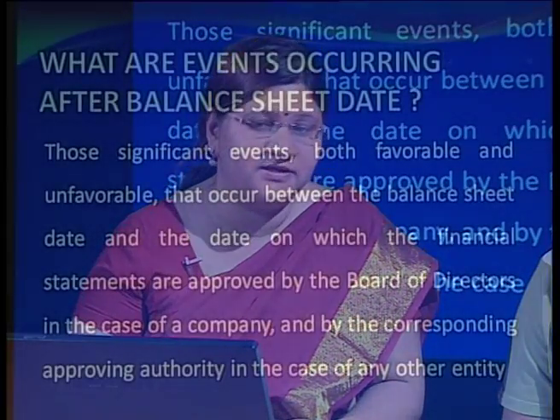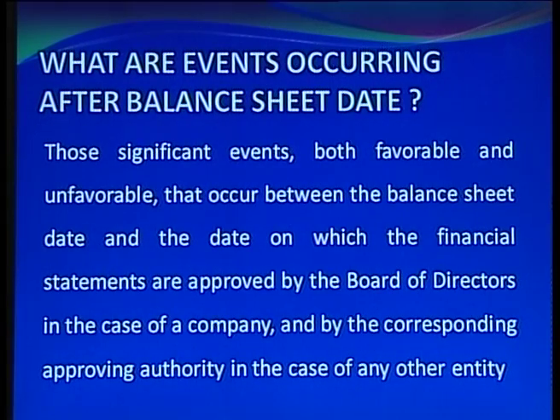Now, what are the events which occur after balance sheet date? This definition has been given under accounting standard 4. So, first of all, we will analyze this definition and try to find out what it means by events occurring after balance sheet date. It says those significant events, which can be both favorable and unfavorable, that occur between the balance sheet date and the date on which financial statements are approved by board of directors in case of company and by the corresponding approving authority in case of any other entity.